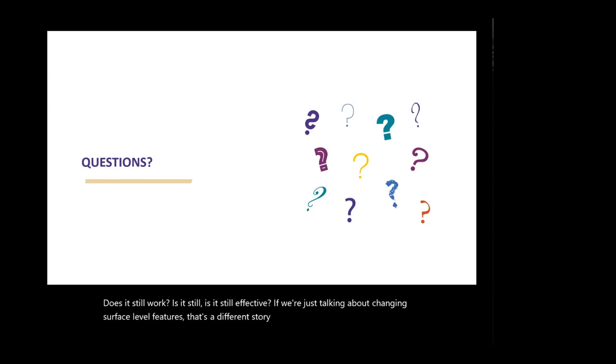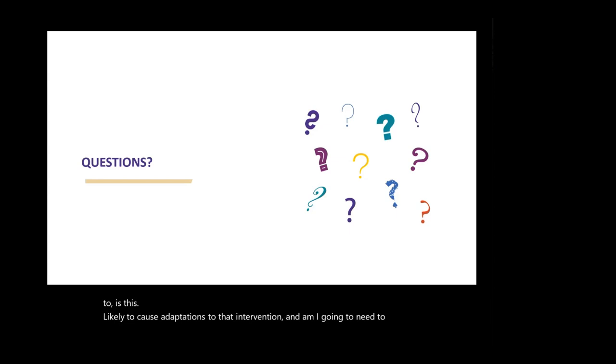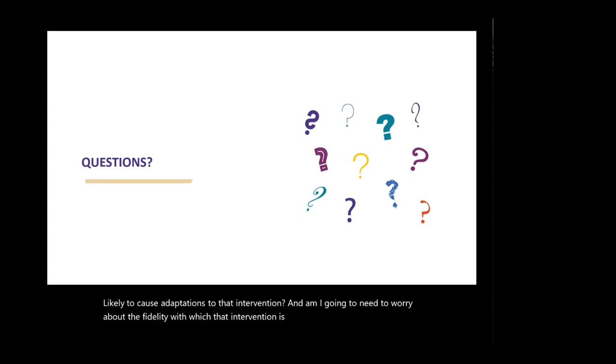But this can be a real judgment call. For example, if we want the intervention to be delivered not by a health professional, but by a community health worker. So the intervention's the same, but the agent delivering the intervention is going to change. You have to ask yourself, is this likely to cause adaptations to that intervention? And am I going to need to worry about the fidelity with which that intervention is being delivered when community health workers do it compared to when health professionals do it?